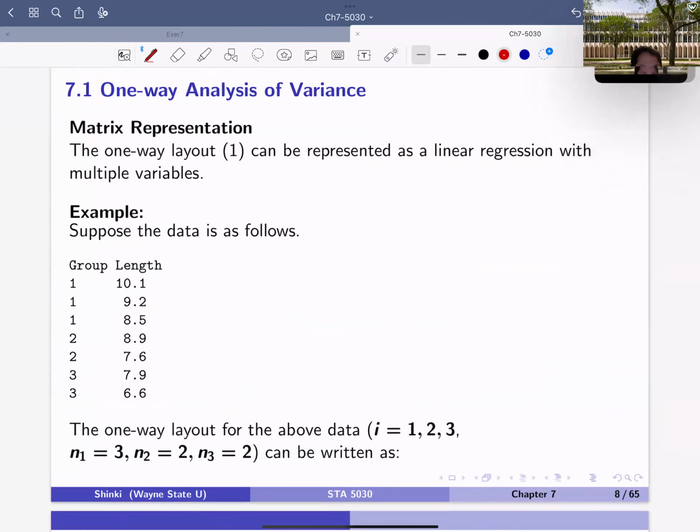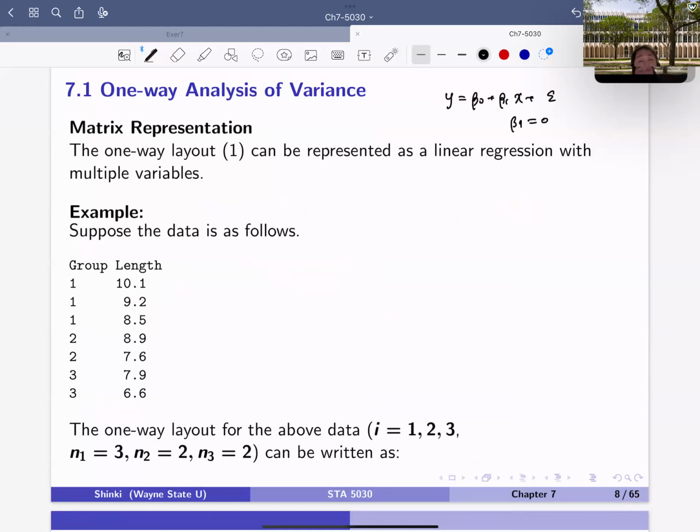We want to see the ANOVA is very similar to linear regression in some way. So in linear regression, we can test if some coefficient of some variable is 0 or not. If y is equal to beta naught plus beta 1 x plus epsilon, then we can test if beta naught is equal to beta 1 is equal to 0. And this is similar to the ANOVA situation.